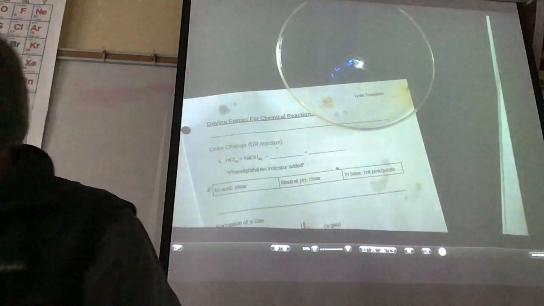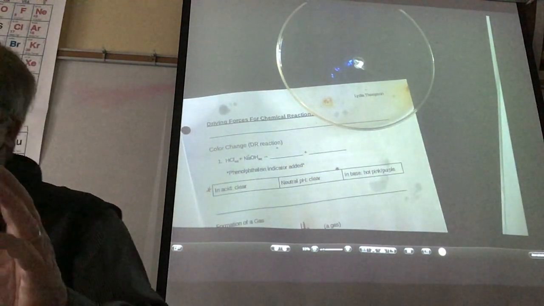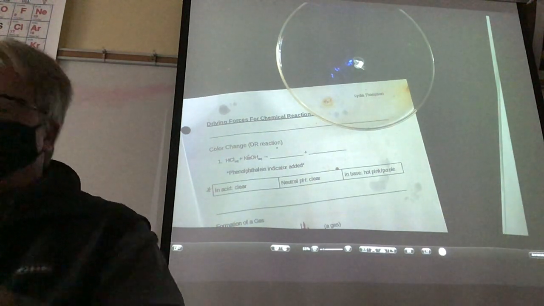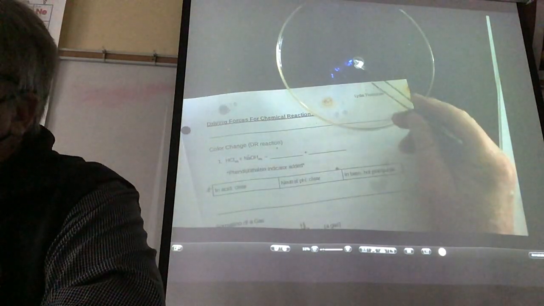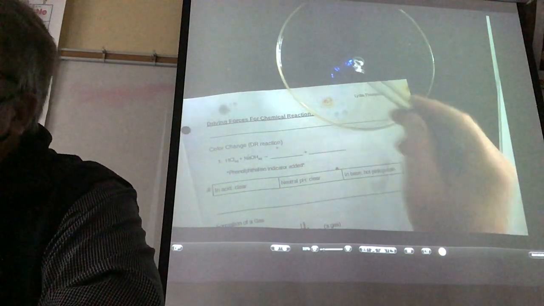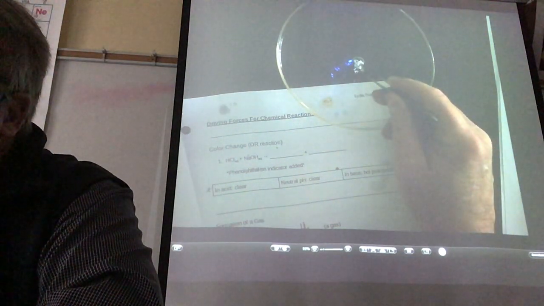Let's do it again. I have some more. Now, take a look, and let's see what it looks like here. This is some of the magnesium ribbon that didn't react, and I didn't scrape that off. It's got a lot of coating on it. But do you see this little gray powder?